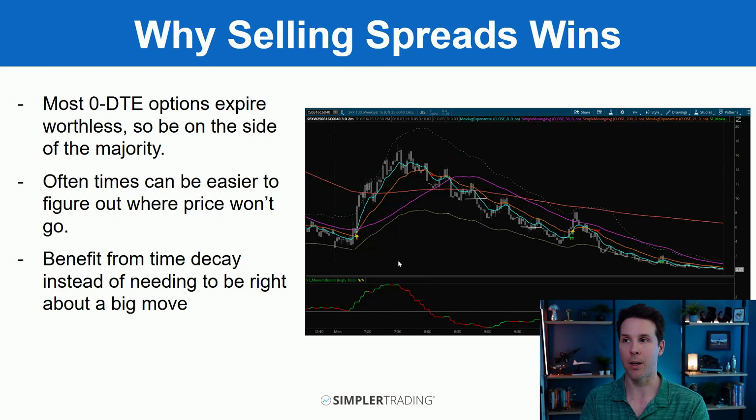So if you're going to be buying options, you need the price of the underlying, let's call it the SPX, to move up or down very quickly or very strongly in order to overcome theta decay, or just the decay of the options. Whereas if you are selling them, you actually want that decay.